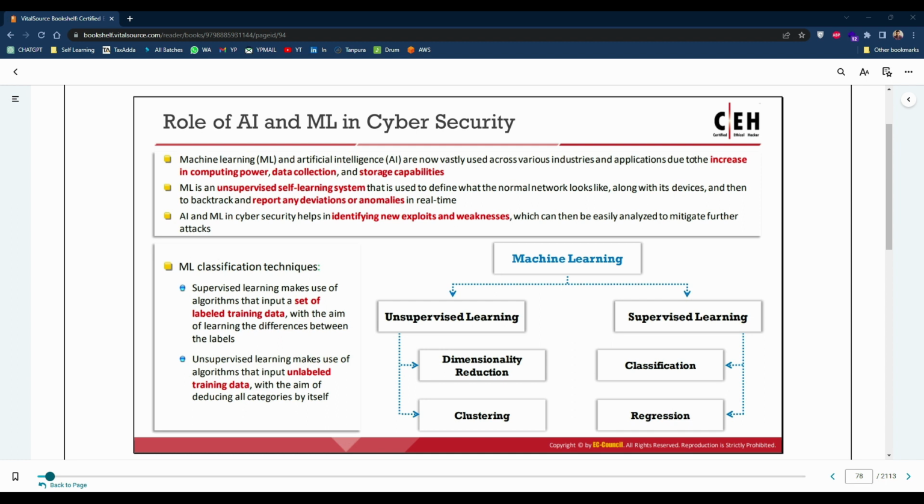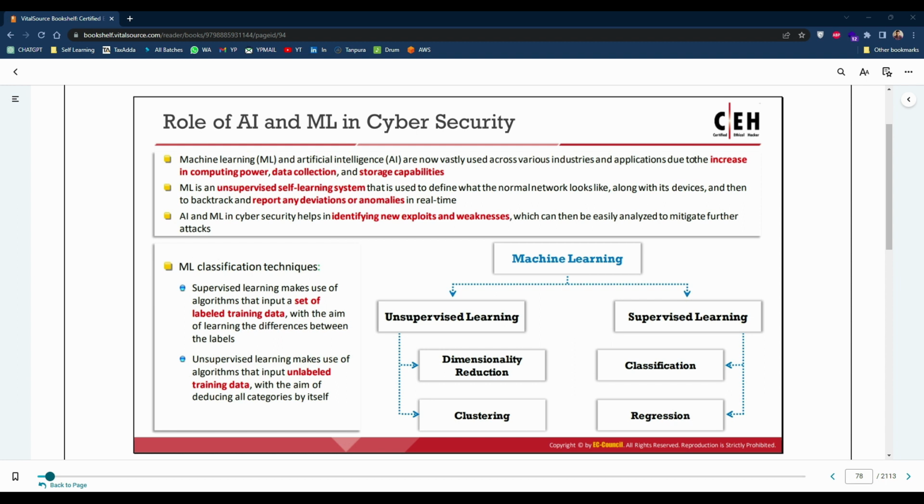So, along with technological advancement in AI, such as self-driving cars or language translators and big data, there is also a rise in threats such as ransomware, botnets, malware, phishing. So, using AI and ML in cybersecurity helps to identify new exploits and weaknesses which can be easily analyzed to mitigate further attacks. It reduces the pressure on security professionals and alerts them whenever action is needed, right? So these are the AI and ML threats. You can just have a look into that part. So yeah, this is the role of AI and ML in cybersecurity.